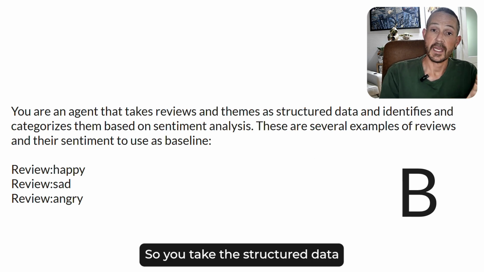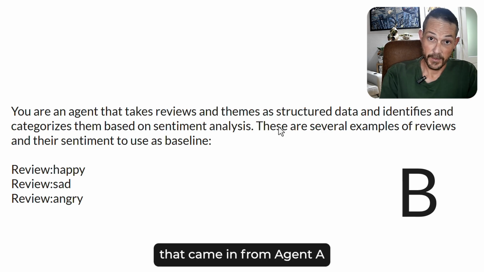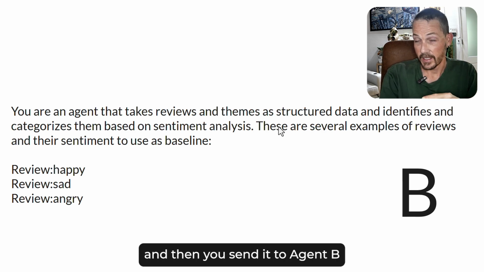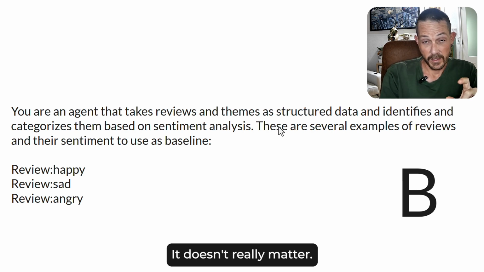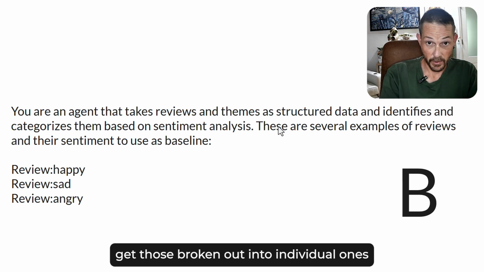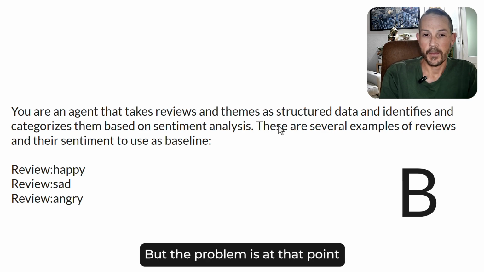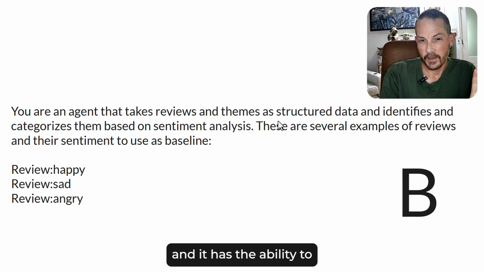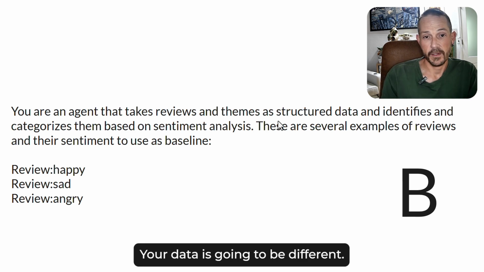So you take the structured data from all of the top themes and all of the actual words that came in from agent A. You theme it, get everything that you need, break out the top themes, and then send it for sentiment analysis. You could do these in either order. It doesn't really matter. You can get sentiment analysis, get those broken out into individual ones, and then send them in for themes. But the problem is at that point, you're pre-categorizing and it has the ability to sometimes hallucinate. Your mileage may vary. Your data is going to be different.